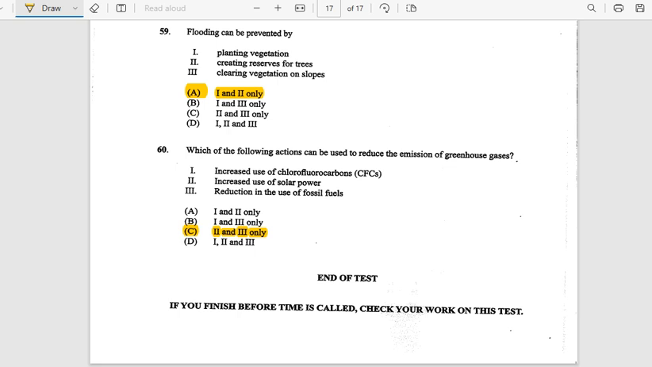Which of the following actions can be used to reduce the emission of greenhouse gases? And it has to do with the increased use of solar power and reduction in the use of fossil fuels. So this is the end of the 2015 Geography Paper 1 questions. Most likely, guys, most of these questions will be repeating in the 2023 CSEC examination.